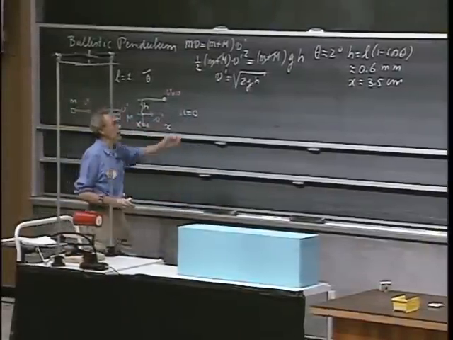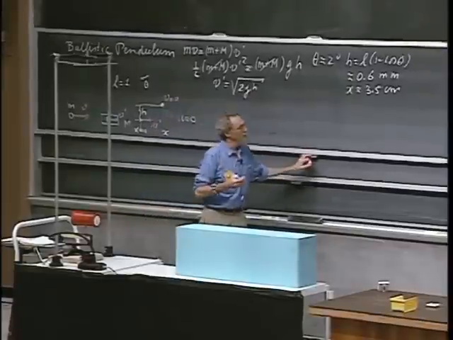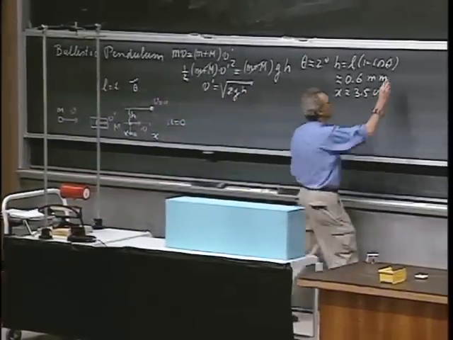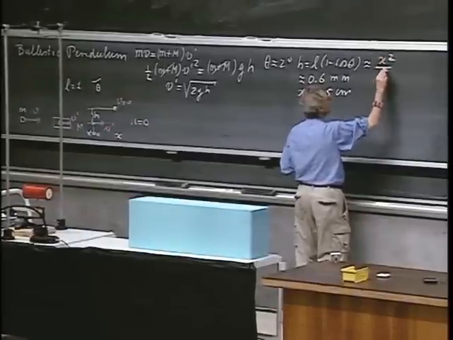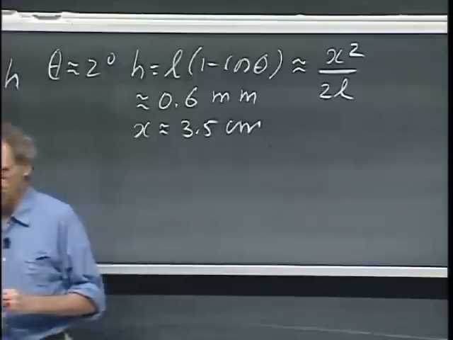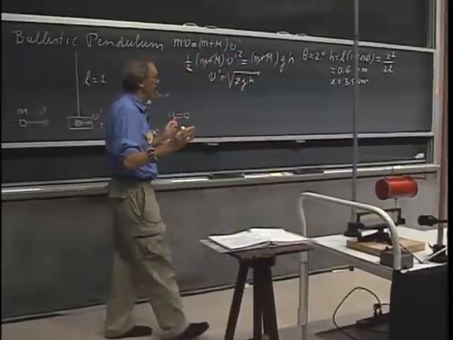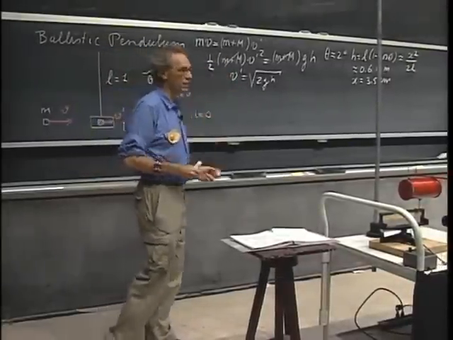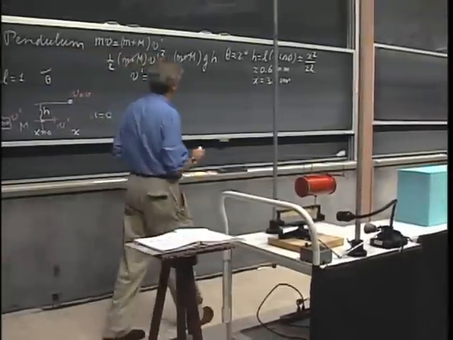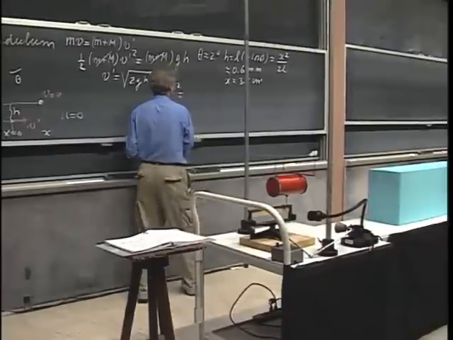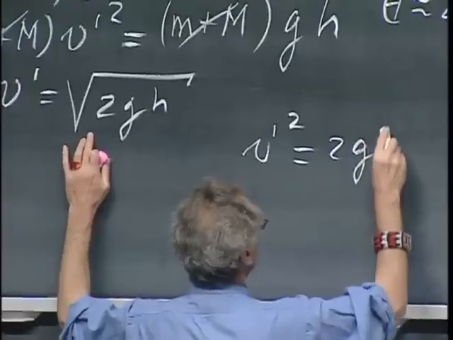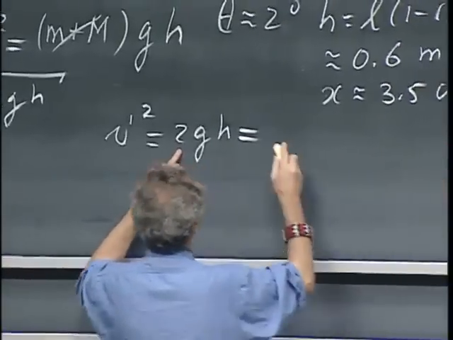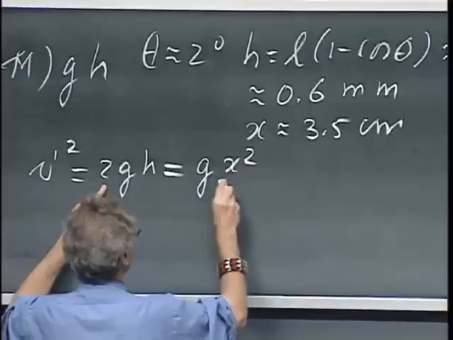If you use small angle approximation, and you better believe it, 2 degrees is very small, then you can prove, which is purely geometrical mathematics, and I leave you with that proof, that h is approximately x squared divided by 2L. I want you to prove that. You take the expansion of the cosine theta, the Taylor series, and you cut it off somewhere, and this is not so difficult to prove. In other words, v prime squared, which is 2gh, can now be replaced by approximately 2g times x squared divided by 2L, which is g times x squared divided by L.